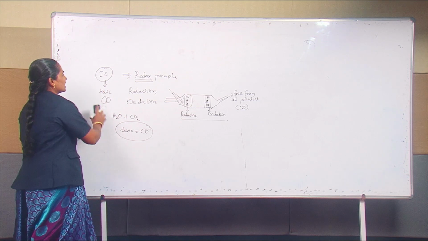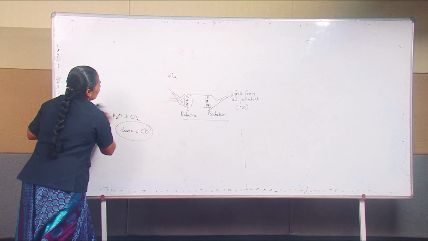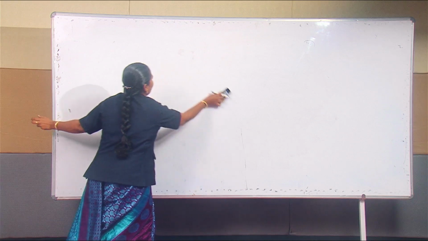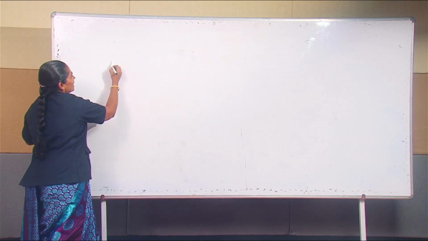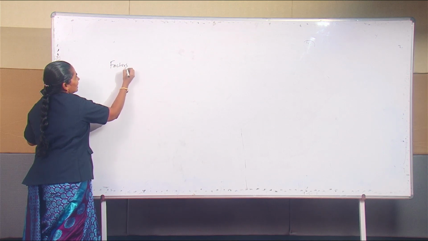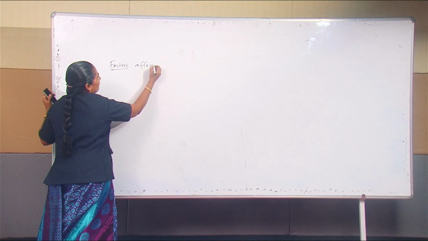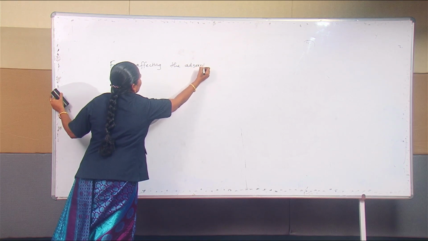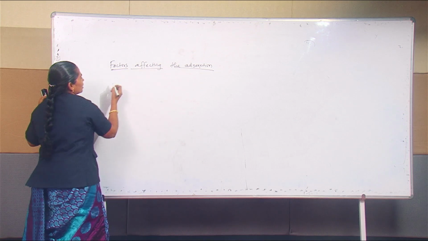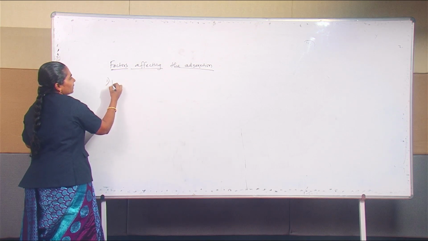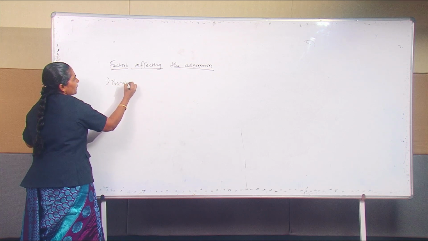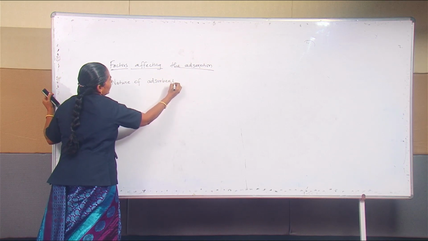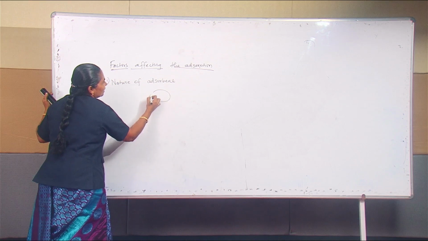These adsorption studies are affected by certain factors. Adsorption can be changed based on certain phenomena, that is, the factors affecting adsorption. So what are the factors affecting the adsorption? The first one is the nature of the adsorbent. Adsorbent is nothing but a solid material.